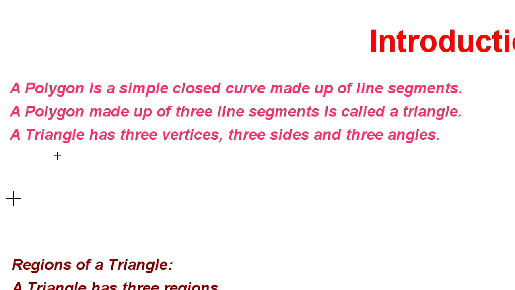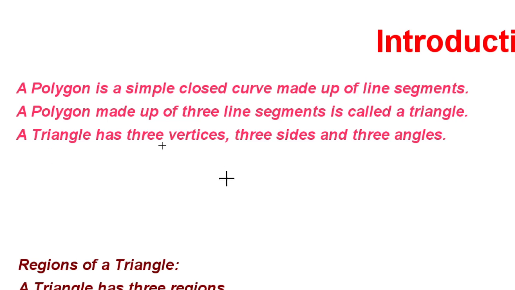Now a polygon made up of three line segments is called a triangle. Your chapter belongs particularly to triangles and their properties. A triangle has three vertices, three sides, and three angles. Three vertices, three sides, and three angles will be there in any triangle. These are the main components of a triangle.